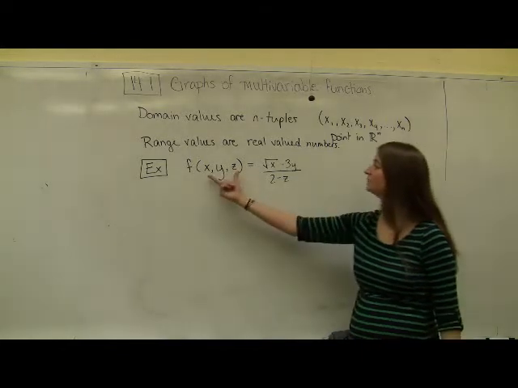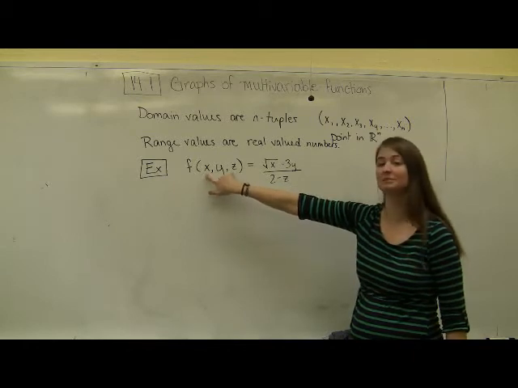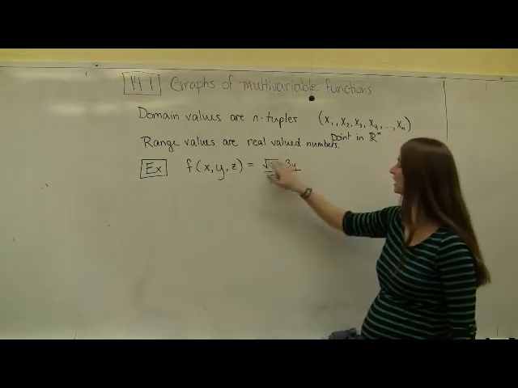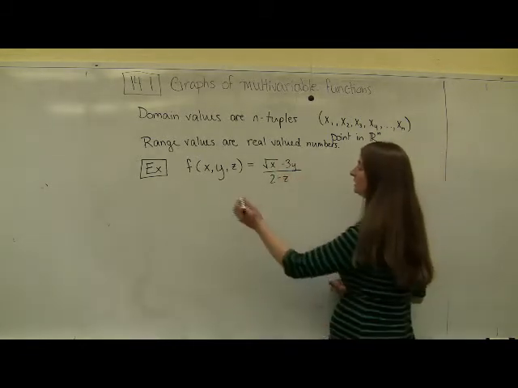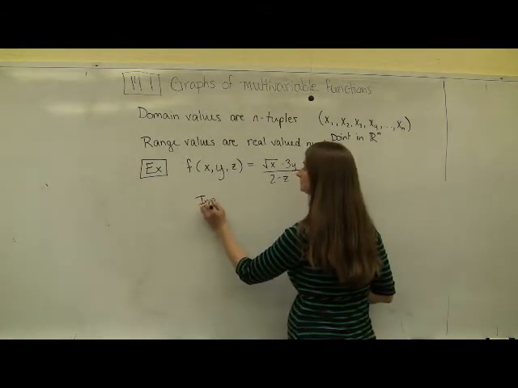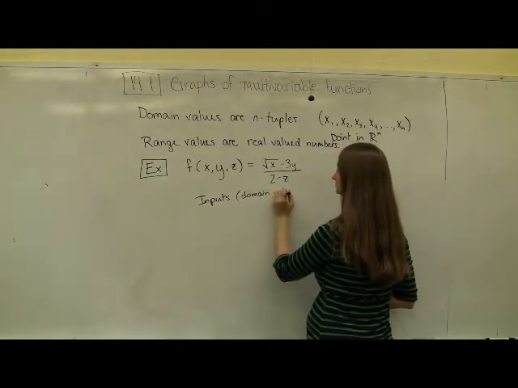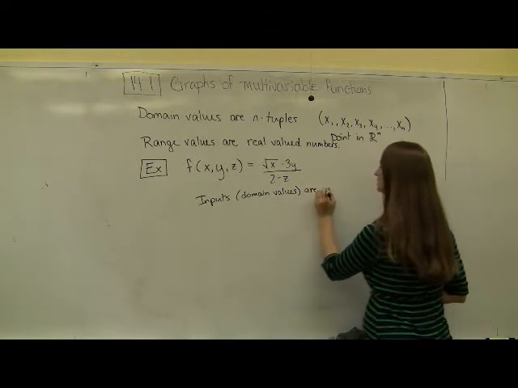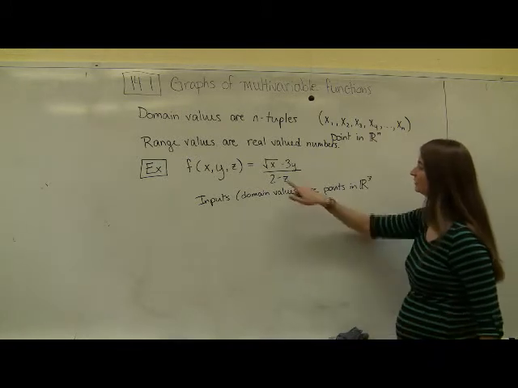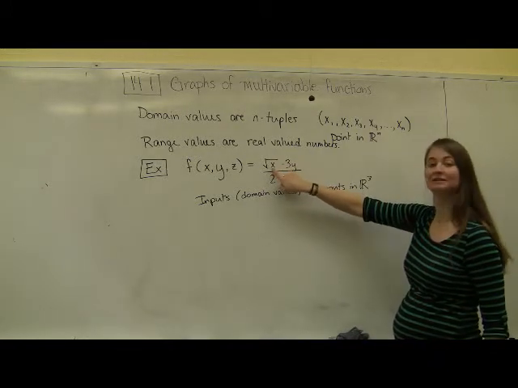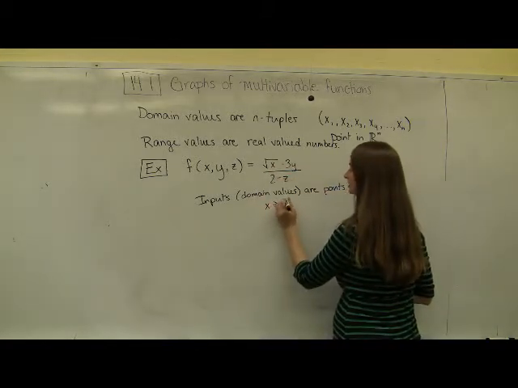So notice that the inputs into this function are ordered triples. So we're thinking of the domain values as a subset of R3. But we have to be a little careful, because not any element in R3 would work. So my inputs, or domain values, are points in R3. But I have to be careful. I notice here that I have a square root over my x, and square roots can't be negative. So I know that my x values have to be greater than or equal to 0.